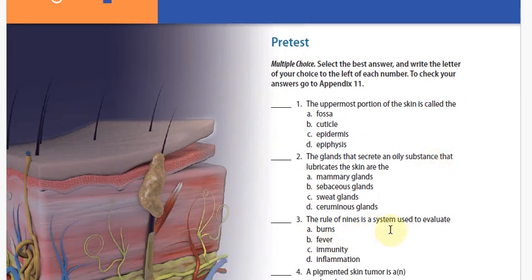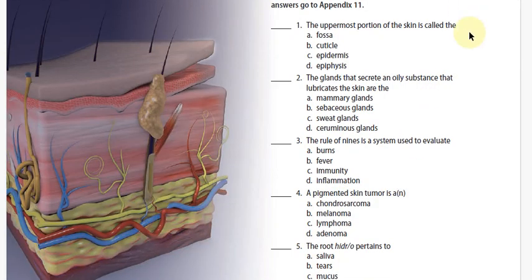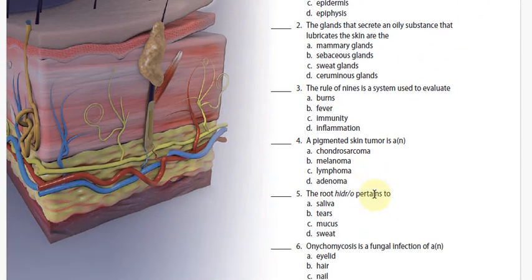The rule of nines is a system used to evaluate burns. Question 4. A pigmented skin tumor is a melanoma. Melanoma, related to skin cancer. Question 5. The root hydro or hydro, in different words we might have different pronunciations. Hydro means sweat, or perspiration.